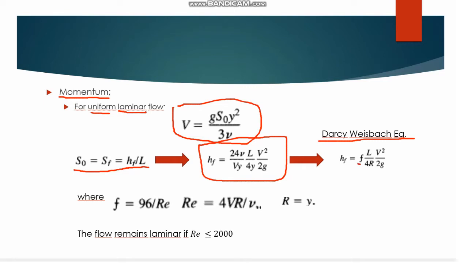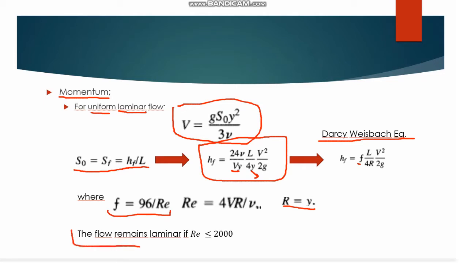Here f is 24 times the kinematic viscosity over the velocity multiplied by y, and L over 4R, where the hydraulic radius is equal to the depth y, times V squared over 2g. The f we can consider as 96 over the Reynolds number, where the Reynolds number is 4VR over the kinematic viscosity. When you plug it in, you will see it is 96 over the Reynolds number for laminar flow.